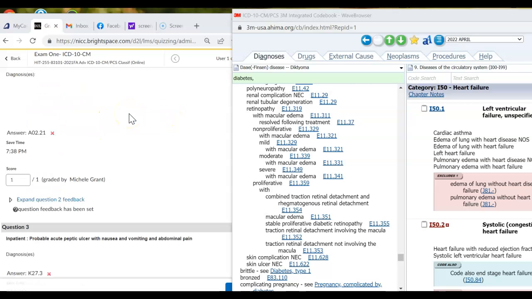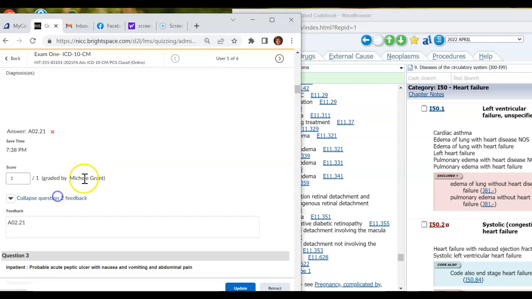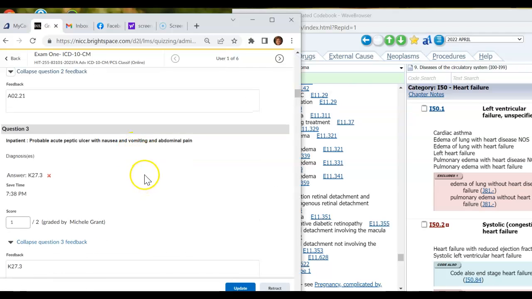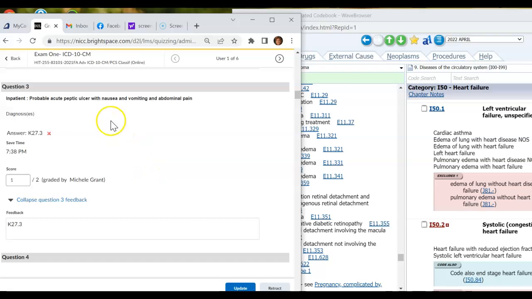Okay. All right. So the next one here, everyone did well on that. The answer was A02.21. Question 3, I do want to talk about right here, keyword inpatient.